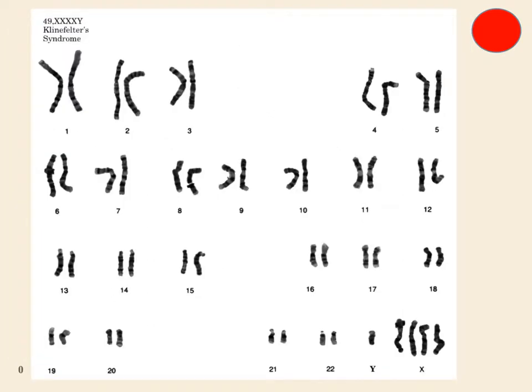So here is an individual. Again, this is going to be abnormal. This is called Klinefelter syndrome. The individual has 4 X chromosomes and 1 Y chromosome. So everything else they have 2 of, but they have 4 X's. So they have 3 extra X chromosomes.